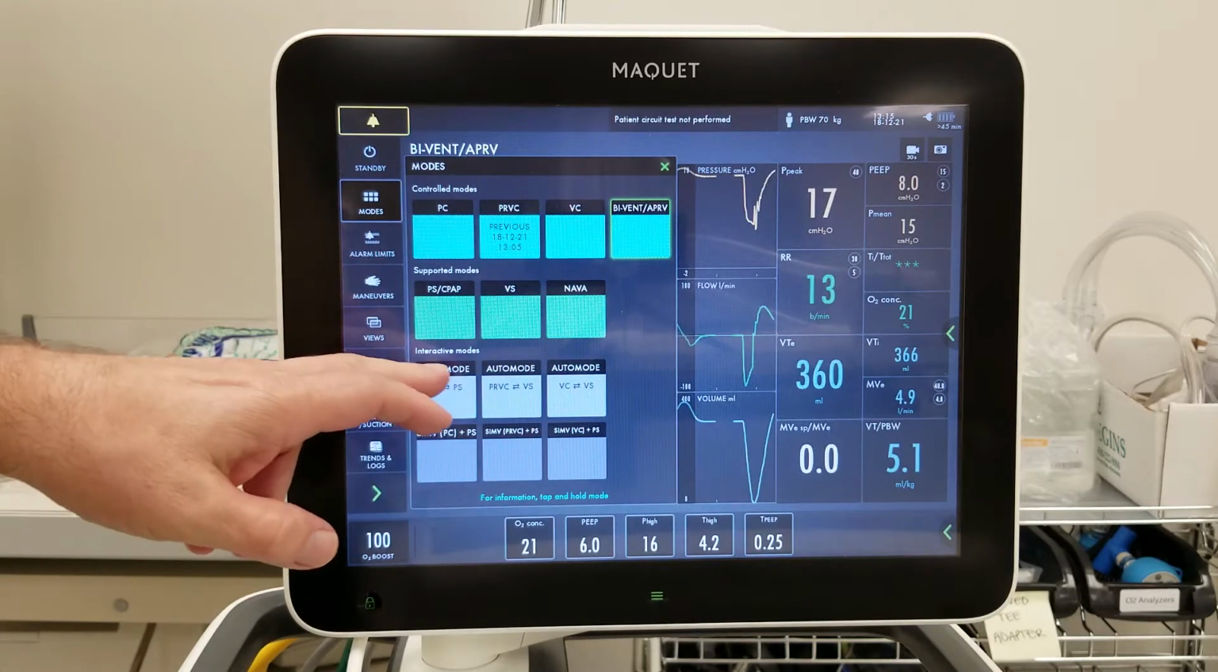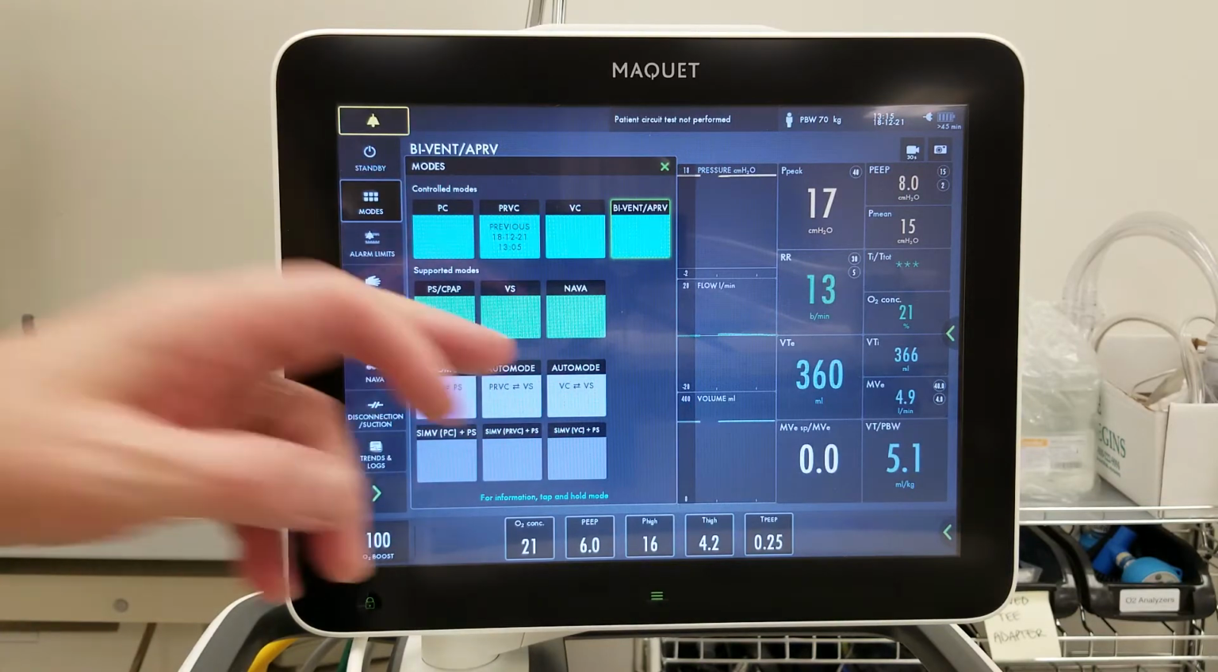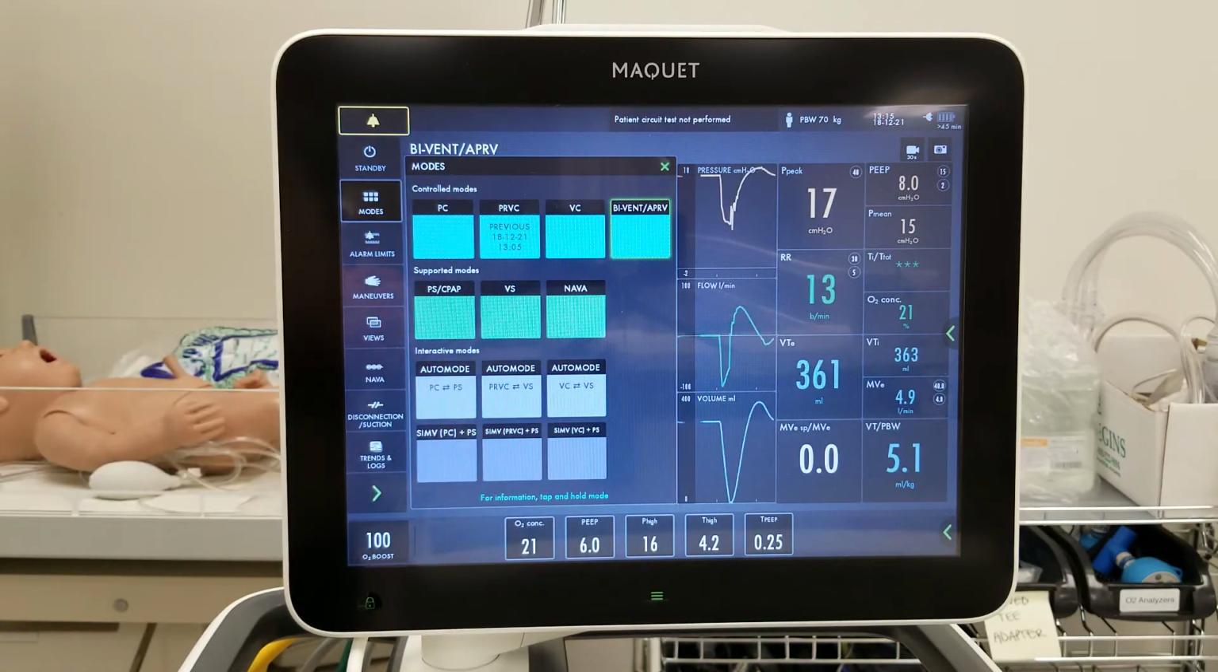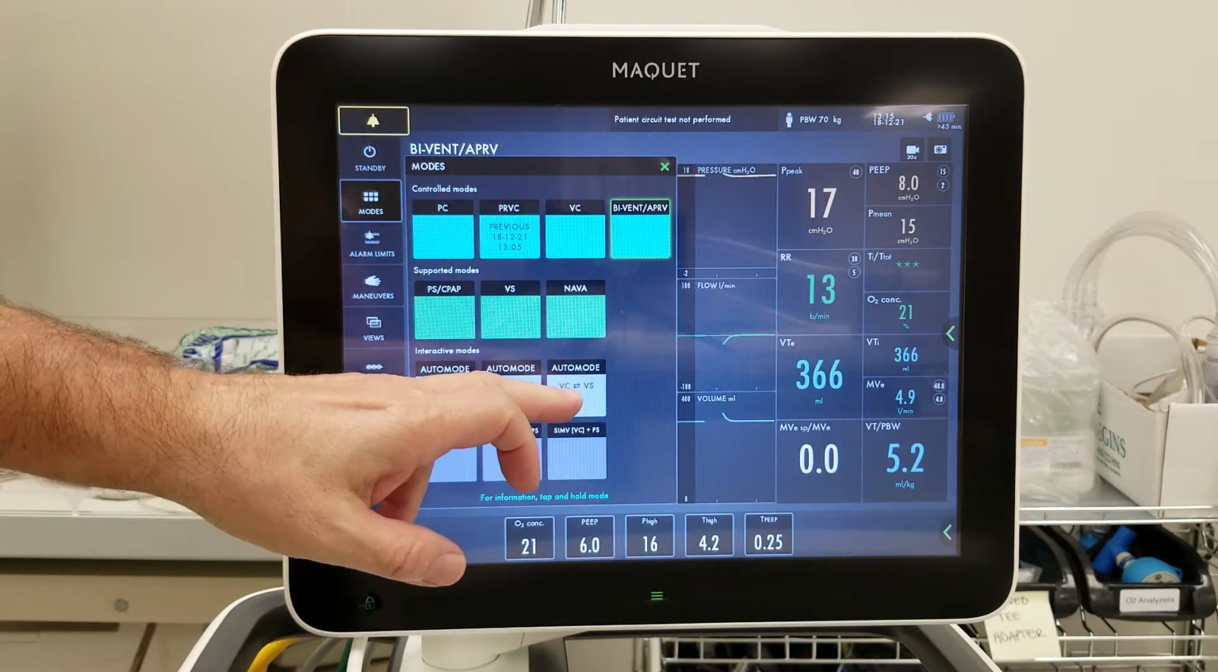Remember, the only difference between these two, volume support and PS, is that volume support is pressure support with a volume target. So instead of setting a pressure limit, we actually set a volume target.